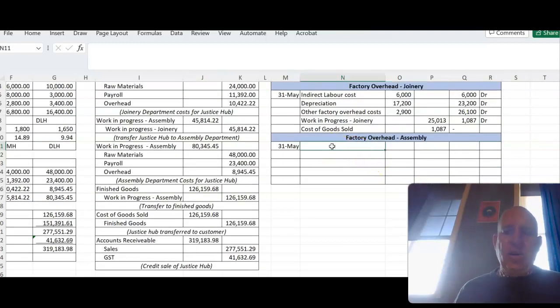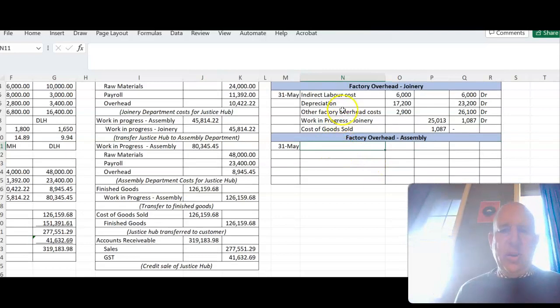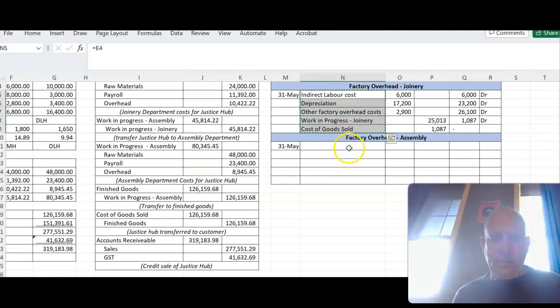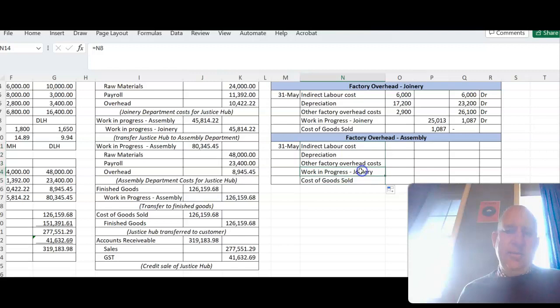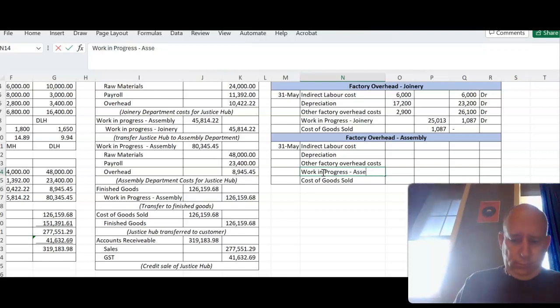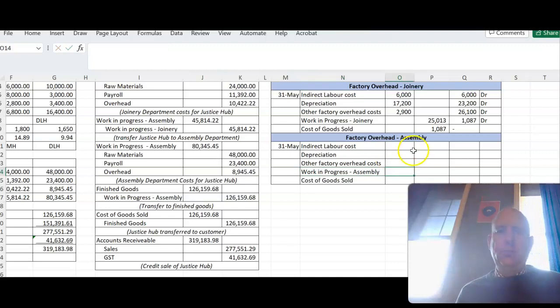Finishing department, the assembly department will do the same thing. So again, we can just pretty much copy all of that. Don't know if this will work. No, I don't think so. So we've got the same things here, except that's going to say work in progress assembly. Right, and these figures are the actual figures again.